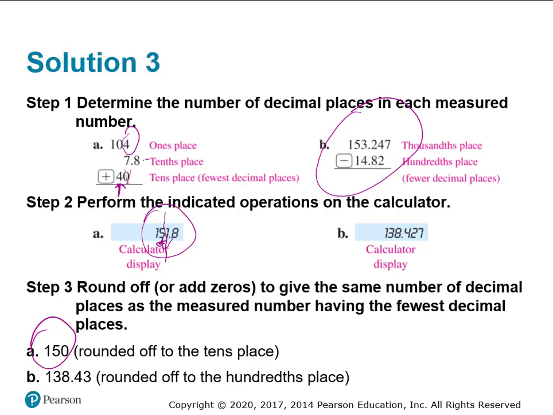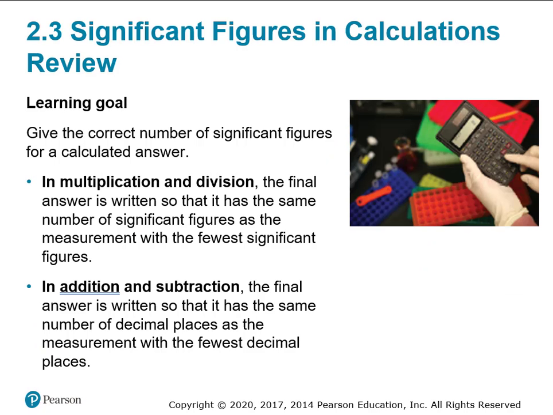When I subtract these two, obviously they do not have the thousandths place in common, but they do have the hundredths place in common. So I would look and say, will that 7 do anything to that 2? Yes. It will make it 138.43. Hopefully you feel pretty good about this section. Check and make sure that you feel comfortable with these learning goals.